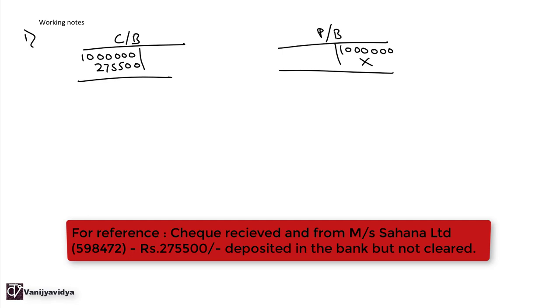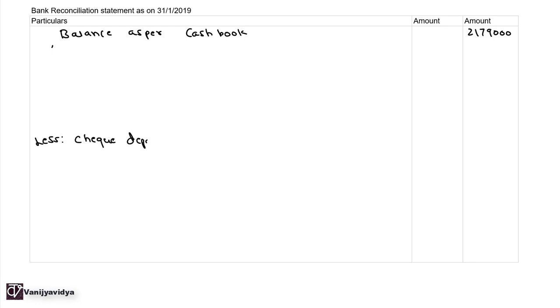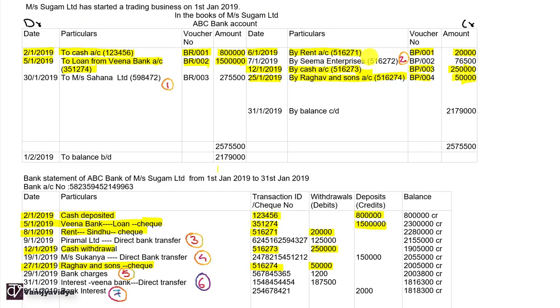So the balance as per cash book is 12,75,500. Balance as per passbook is 10 lakhs. Now we are moving from cash book to passbook. So we have to reduce 2,75,500 in bank reconciliation statement. Let's do this. Less check deposited but not cleared 2,75,500.